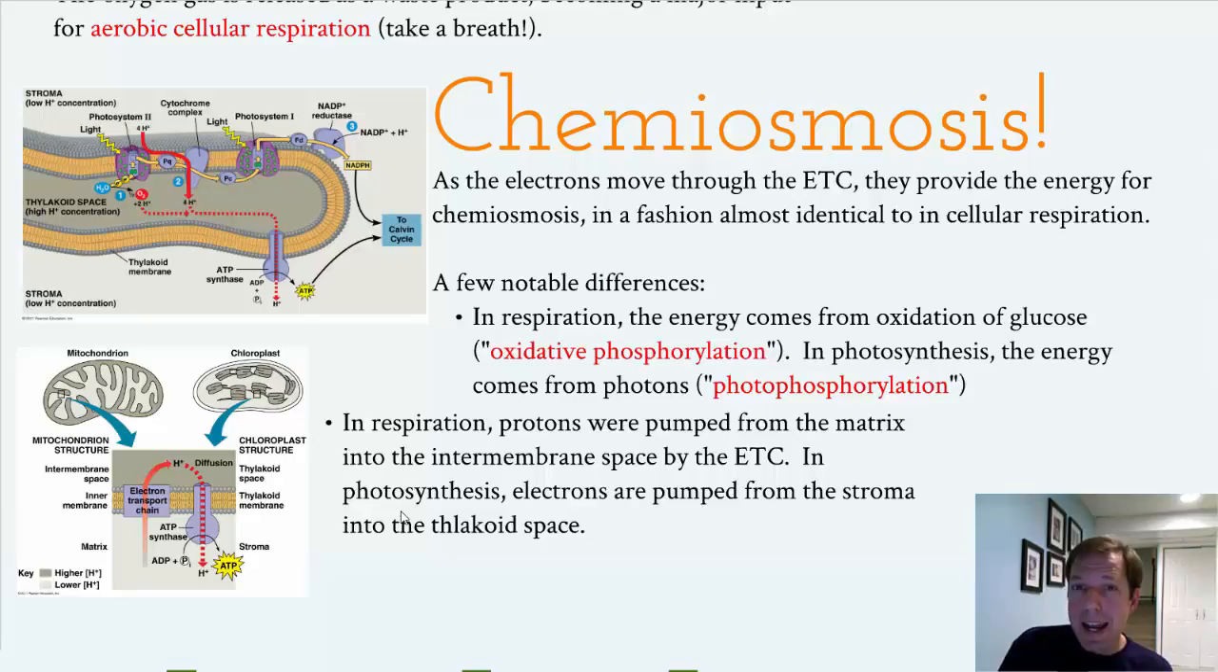Chemiosmosis is the name of the chemical process by which ATP synthase, a very important enzyme that's present in chloroplasts and in mitochondria, is going to produce ATP, which will be used as a source of energy for other purposes within the cell.